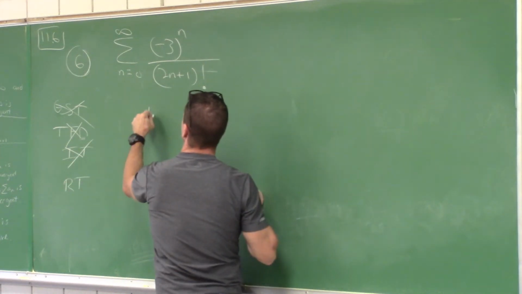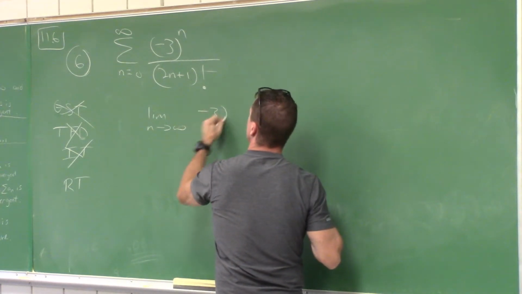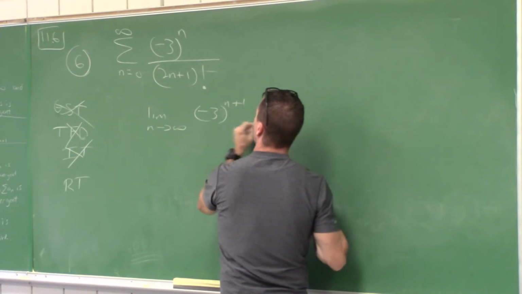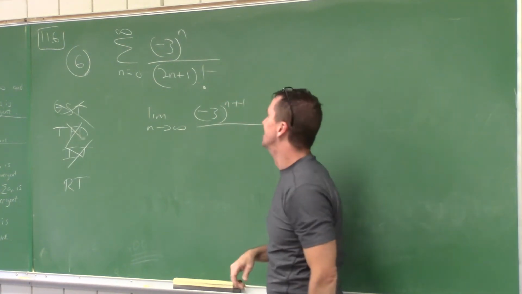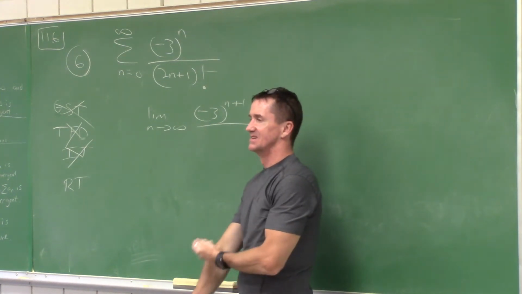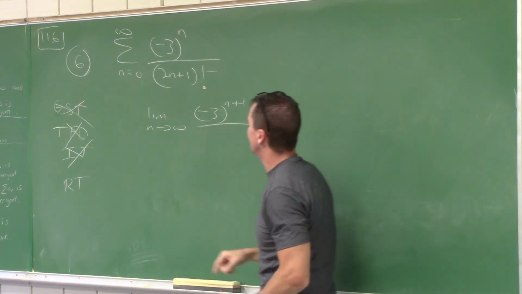Okay, so we do the limit as n approaches infinity of negative 3 to the n plus 1, all over... I need some help. Hopefully Nicholas will help me with this. Oh, wait, I'll wait till you're done running. I've got to substitute an n plus 1 in there.